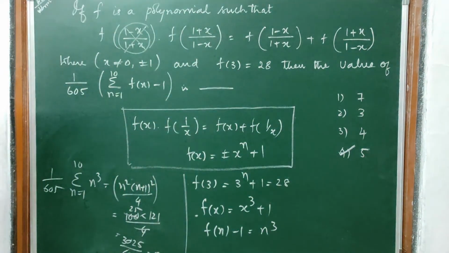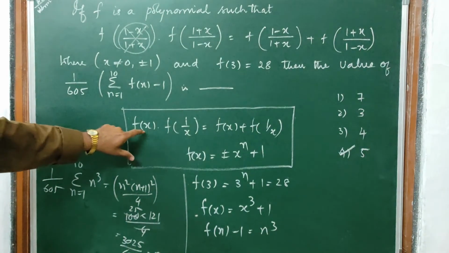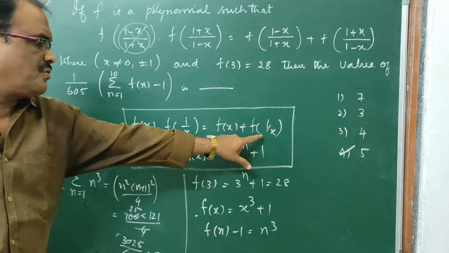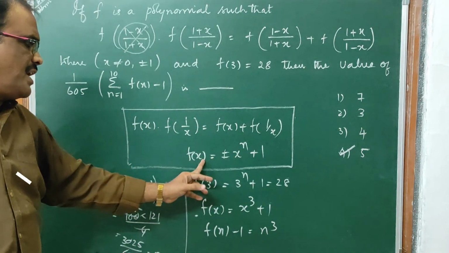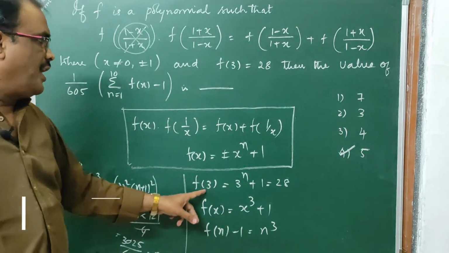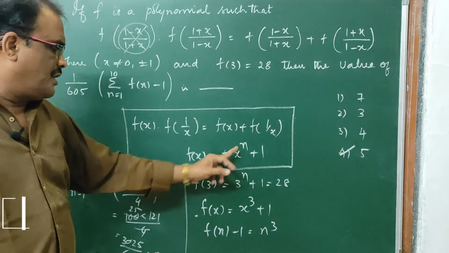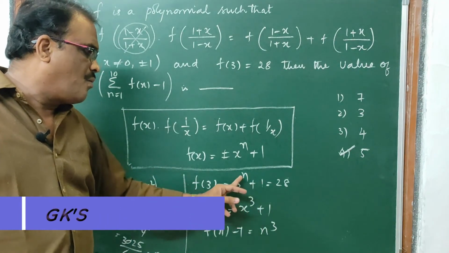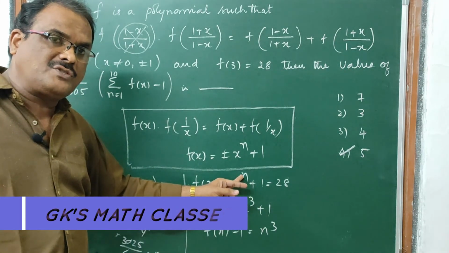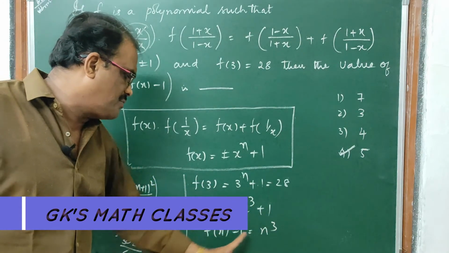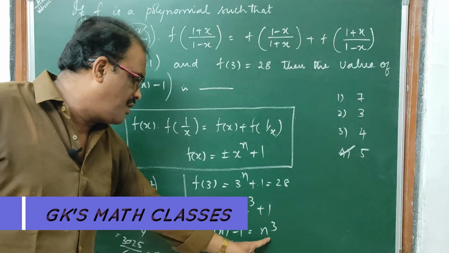So keep it in mind. f of x into f of 1/x is equal to f of x plus f of 1/x. We have to take f of x is equal to plus or minus x power n plus 1. The hint is given for 3, that is 3 power n plus 1. In general, 3 cube is 27 plus 1 is 28. So we take x cube plus 1. If you put n here, n cube.